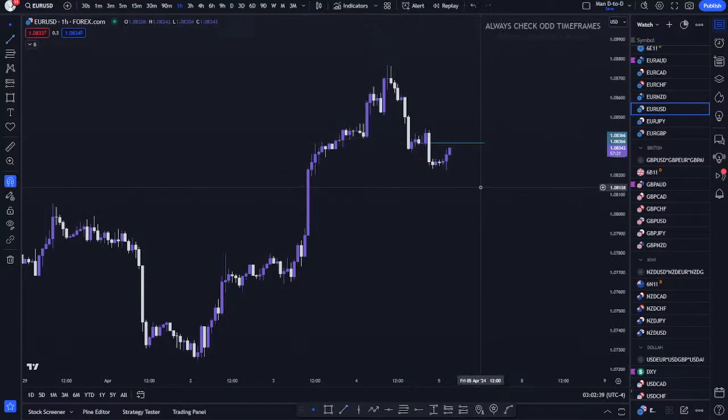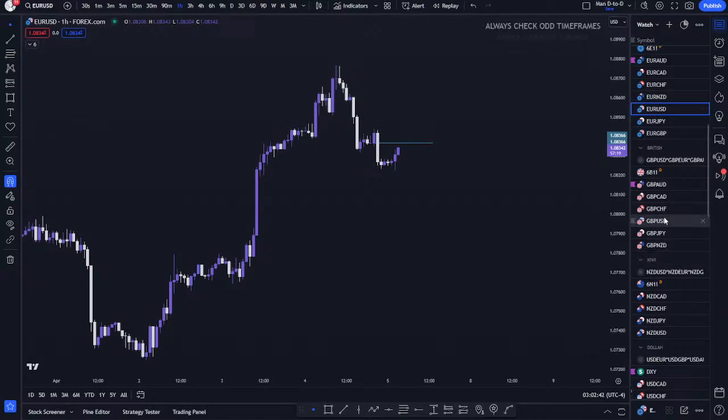EU, I'll be selling from there. I'm not going to, but I would be if I was in the trade, or if I was looking to trade it.